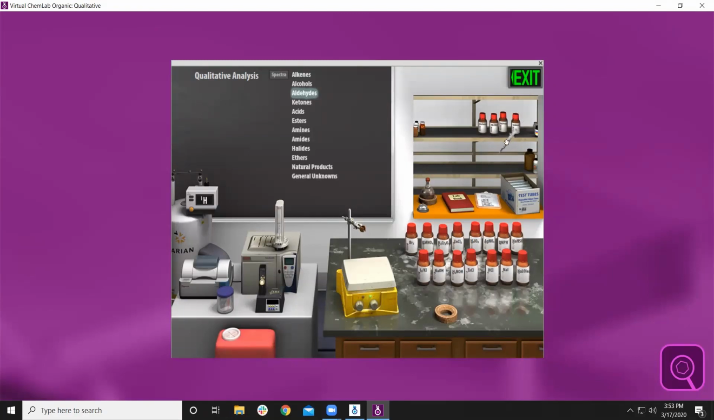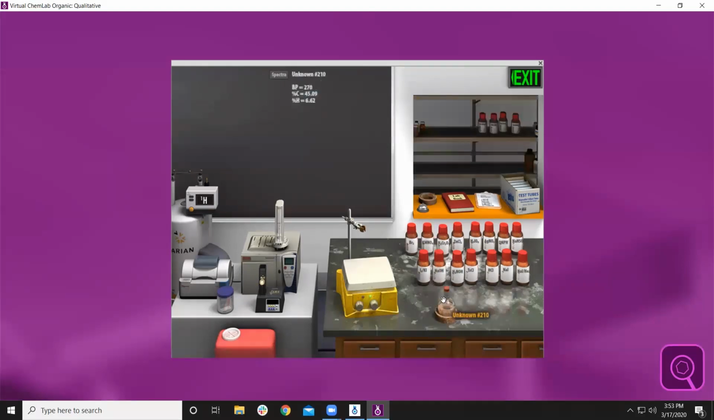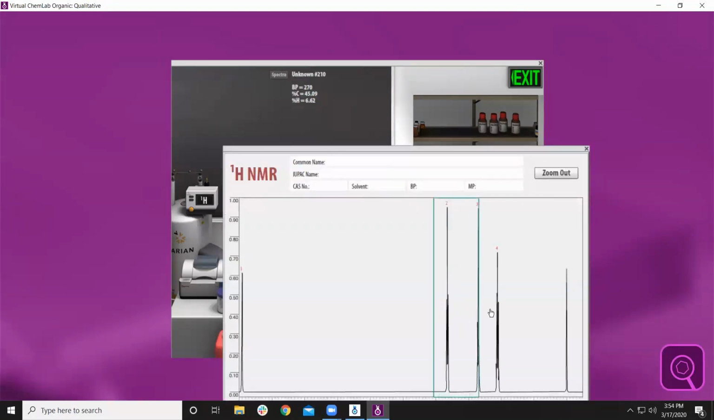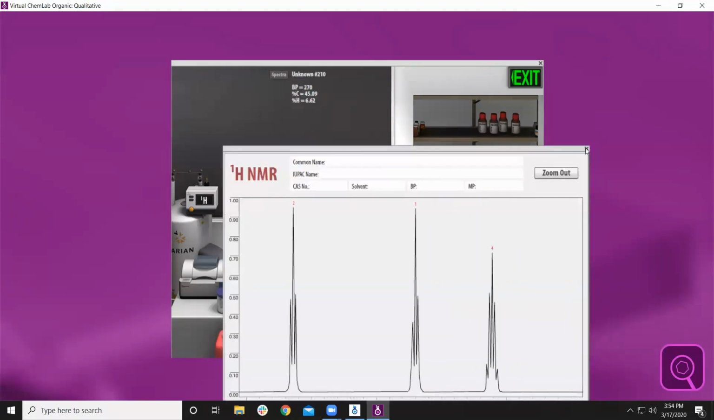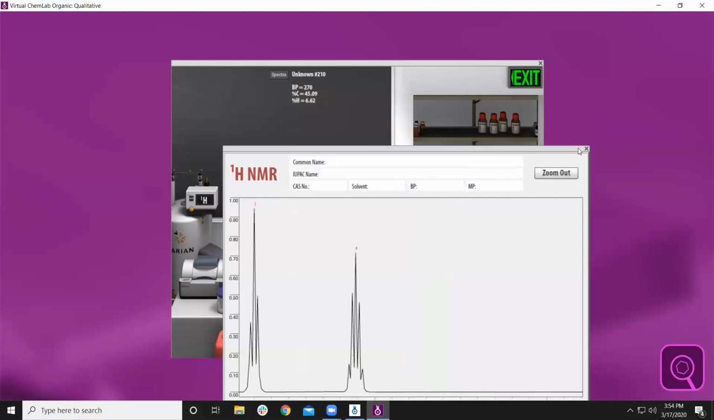And so what you can do is pick that unknown, for example, and add it to the round bottom flask. And now you put it on the cork ring, and we give you unknown number, boiling point, percent carbon, percent hydrogen. And so now you can do these different tests. So again, go do NMR, right? There's the NMR of this particular compound. You can zoom in here, you just can't zoom in on the numbers.